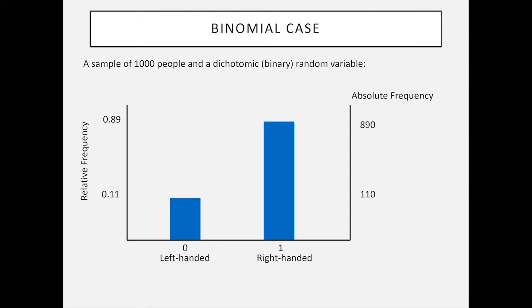Let's call that variable x is equal to 1. And there'll be 110 that are left-handed, variable x is equal to 0. I could look at it in terms of relative frequency or absolute frequency. There's nothing particularly new here; we've seen this before. Now, what would happen if I increased it to not 1,000 people, but my sample size n is equal to 1,000,000 people? Well, it's going to change a little bit, but it's going to be roughly like this, more or less. Of course, the absolute frequency numbers would be different.